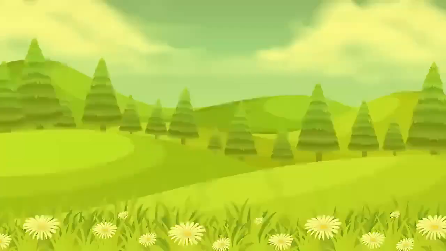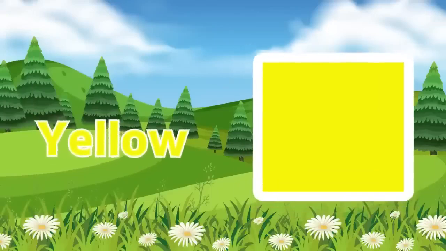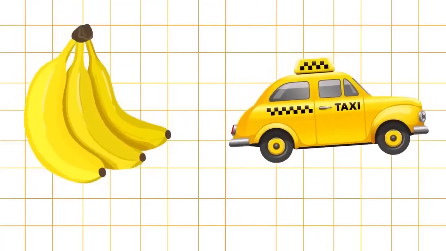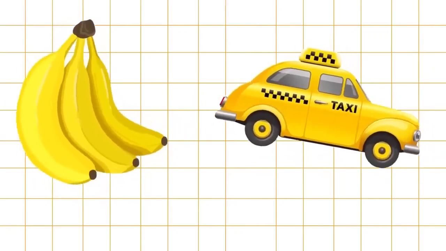This is green. This is yellow. The color yellow. Yellow, bright and mellow. This is yellow. The color yellow. Do you know what color this is?